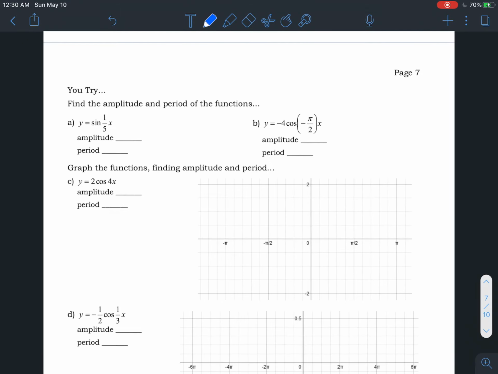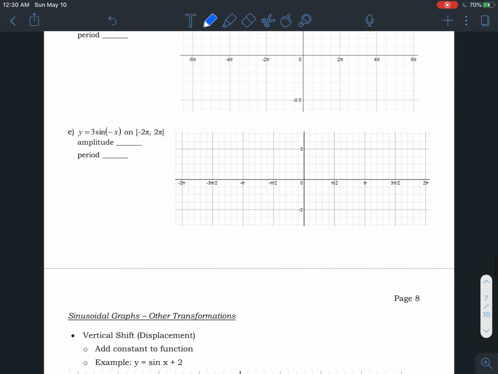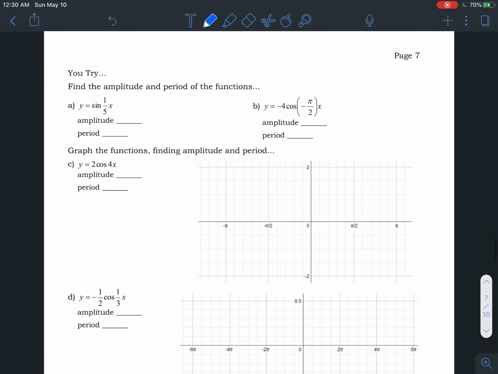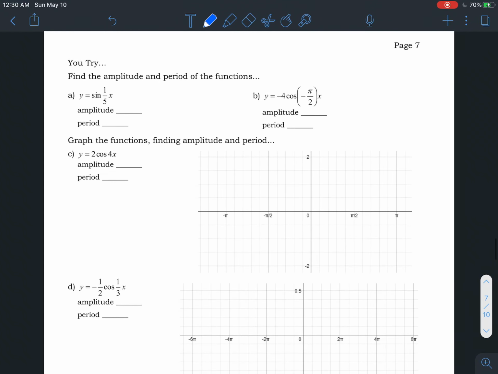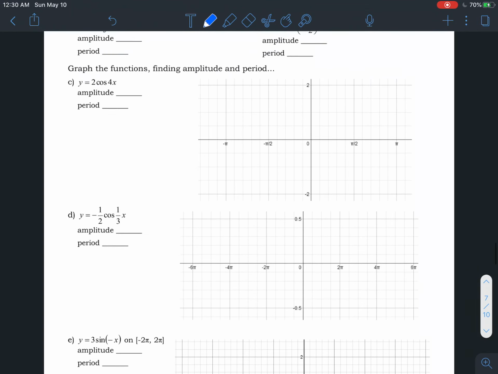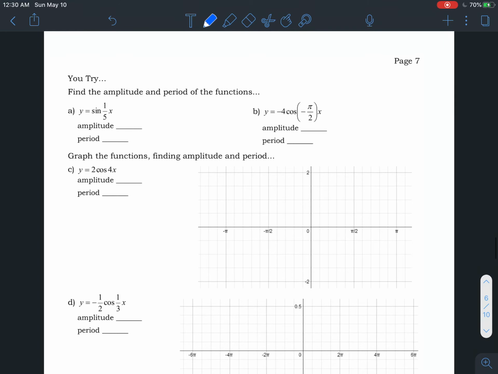But completing what we just worked on together, and then the you try portion, which is really just page 7 here. These 1, 2, identify amplitude and period, and then 1, 2, 3 graphing problems is your homework for tonight, for Monday. Okay. If you're still confused after you watched the video, you've gone back through it, you've watched it a couple of different times, and you're still confused, reach out.